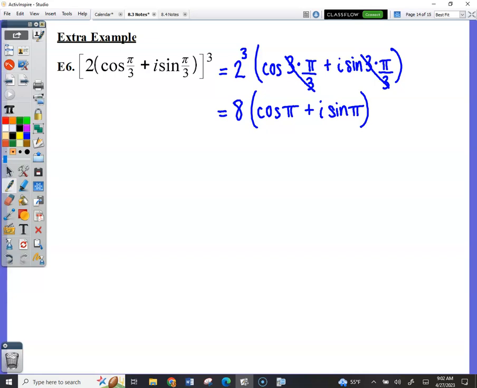Cosine is on the unit circle, so we can keep going and replace the cosine with the x and the y coordinate. Cosine pi. Pi is 180, so that's -1, 0. So the cosine would be -1, and the sine would be 0.